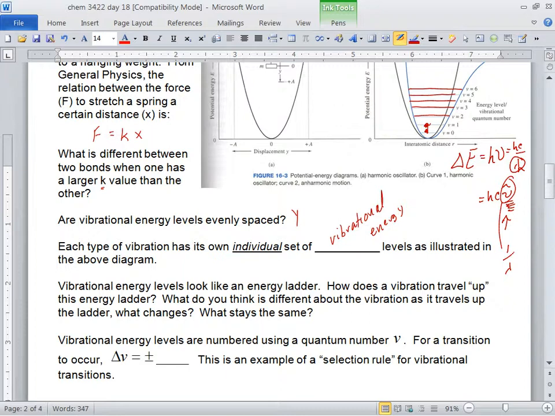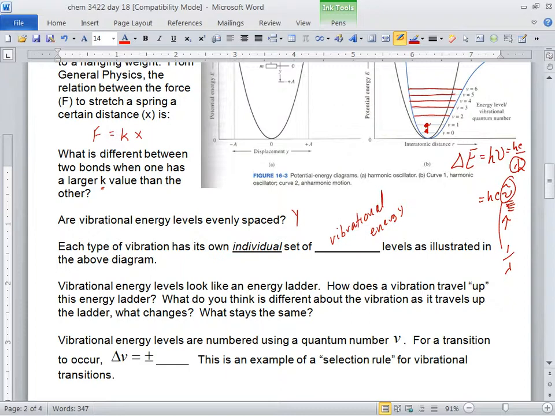Vibrational energy, okay. What do you think, Melissa, is different about the vibration as it travels up the ladder? What changes? Amplitude. And what stays the same? Frequency. Good. Amplitude changes, frequency stays the same. Vibrational energy levels are numbered using a quantum number, V. For a transition to occur, delta V must equal, man, he's getting all the P-Chem questions. Delta V must equal, I just wrote this in my vocabulary. I don't even remember. Good guess.